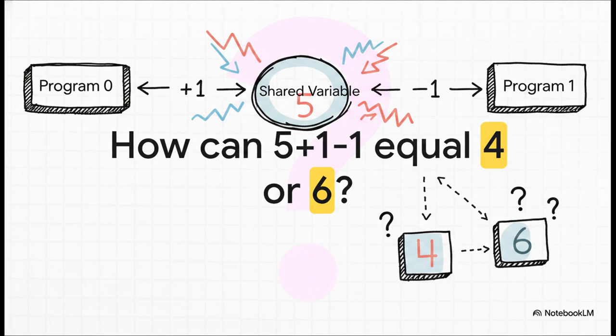Picture this. It's a classic mathematical brain teaser, but it actually strikes right at the core of what we're talking about today. Imagine a shared variable, just a really simple counter set to 5. Now you have two programs running concurrently. Program 0 adds 1 to the counter. Program 1 subtracts 1 from the counter. Basic elementary arithmetic tells us that 5 plus 1 minus 1 equals 5. Obviously, right? But in the world of computing, that expected answer of 5 might magically become 4 or even 6. So how does basic arithmetic completely break down like that?